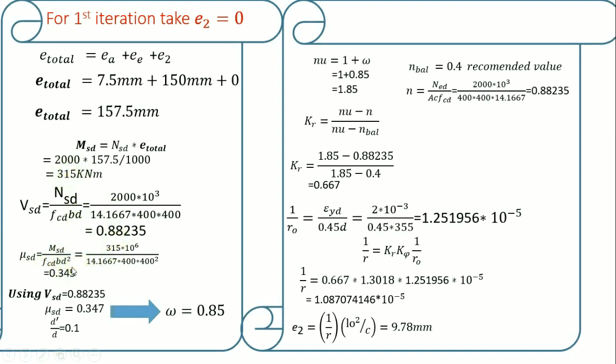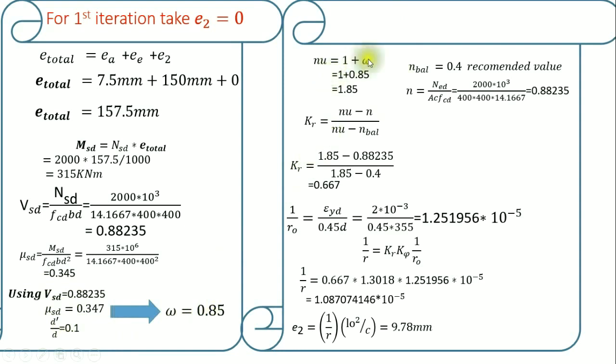FCD BD square. So MSD is equal to 0.345. By using VSD, MSD and D prime over D, which is equal to 0.1, we can determine the value of mechanical stress ratio by using design chart. I will show you how to determine mechanical stress ratio from those points VSD, MSD, and D prime over D. So mechanical stress ratio is equal to 0.85.